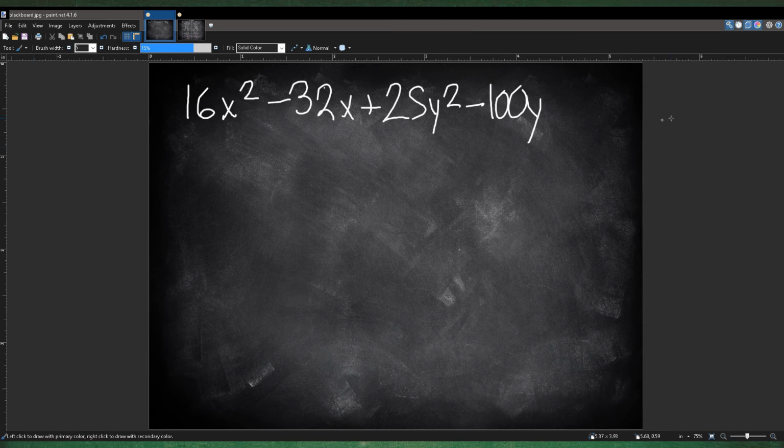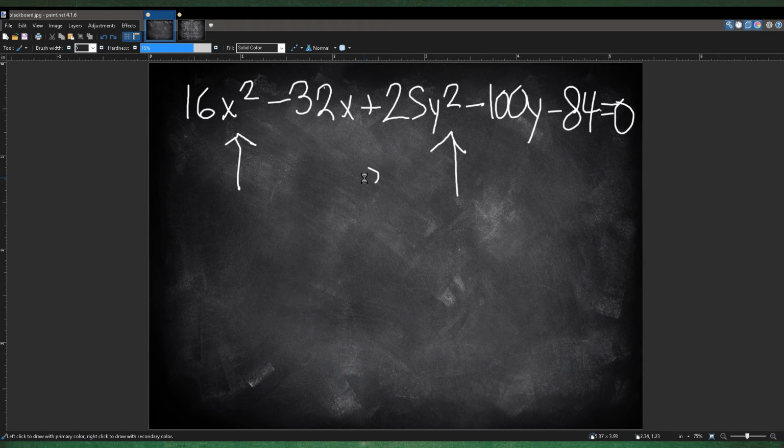100y minus 84 is equal to 0. So basically, how do you tell this is an ellipse instead of a parabola or a hyperbola? Well, an ellipse has an x squared term and a y squared term, and both of these have to be the same sign. So these coefficients are both positive, so you know it's an ellipse.